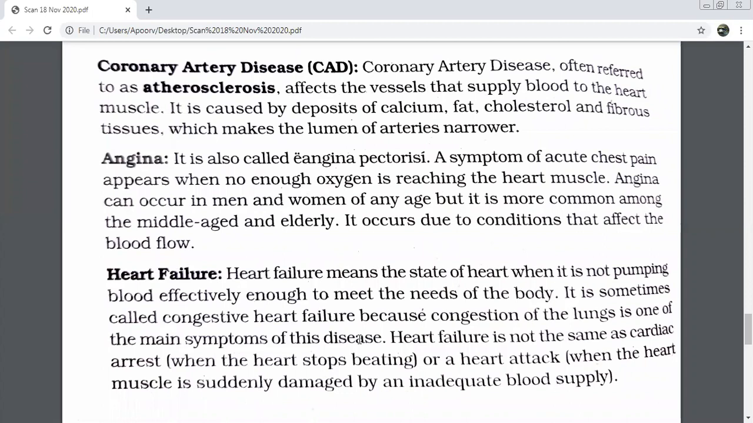Ma'am, are cardiac arrest and heart arrest two different things? Yes. If you go into medical science, yes, they are different. I'll just send you an audio in a few minutes. I'll just tell you how.